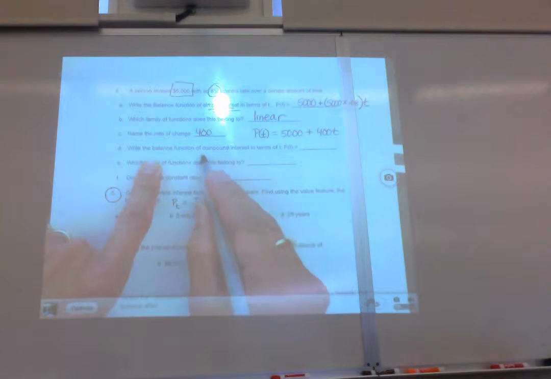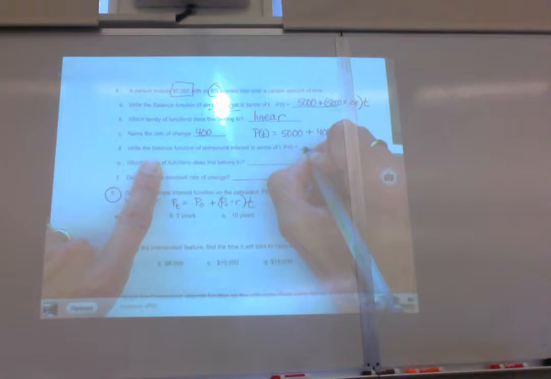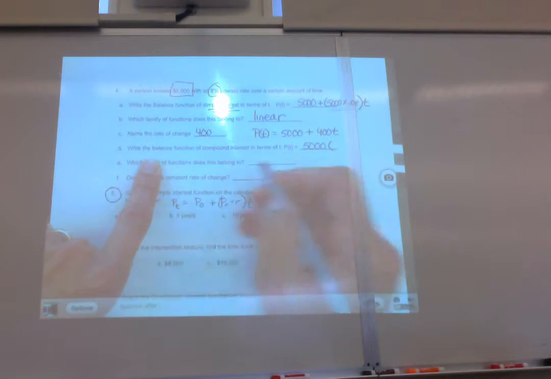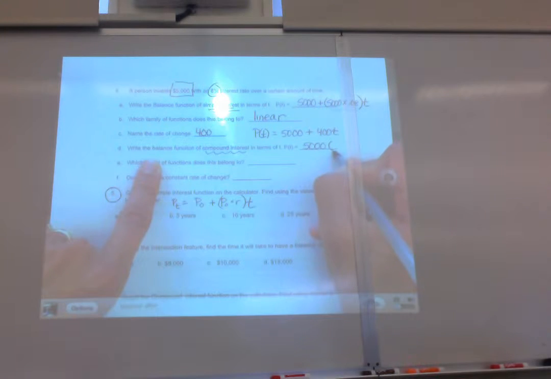Write a balance function for compound interest. Same info, but compound interest goes different. It goes 5,000 times... Christopher Bernal, if we're talking about compound interest, what goes in the parentheses? I'll give you a hint. 1. We wrote it on the other side. Good. What's our rate, R, in this case? Thank you. And where does the T go?